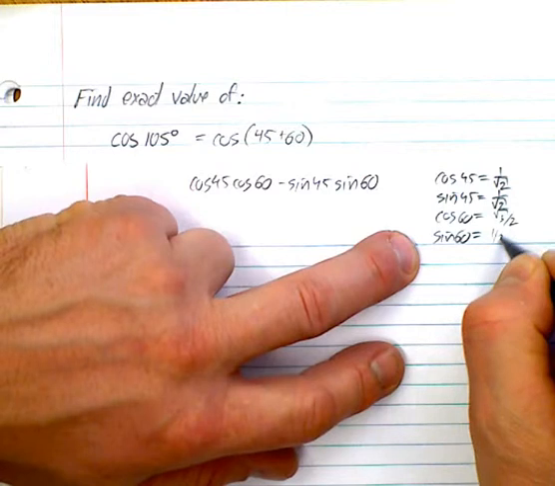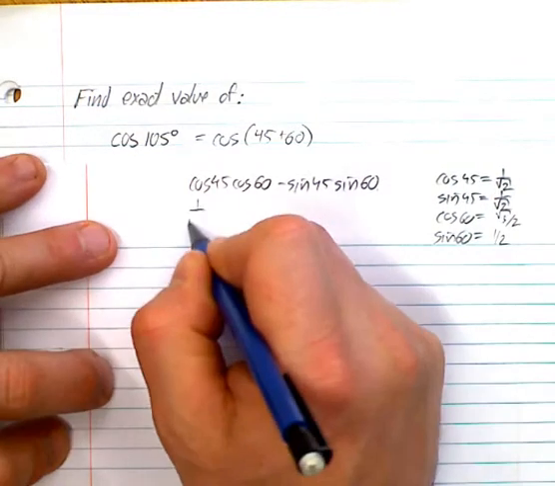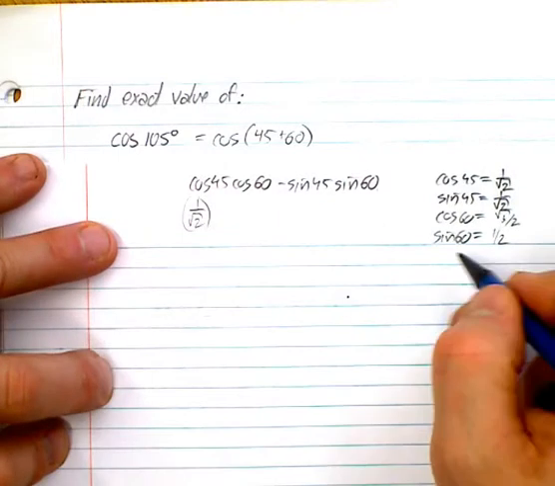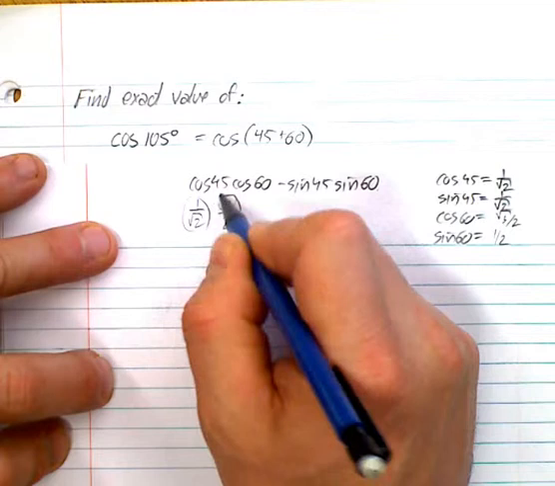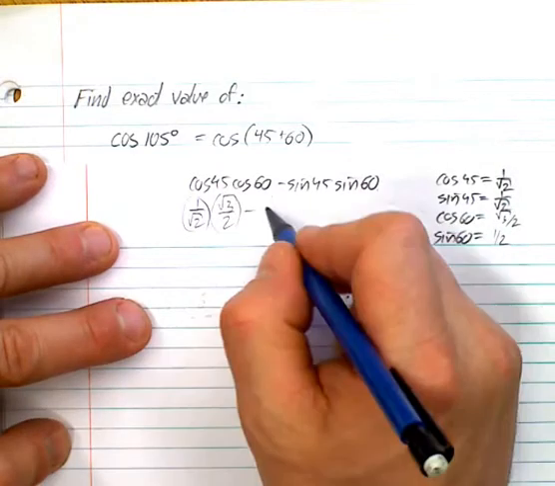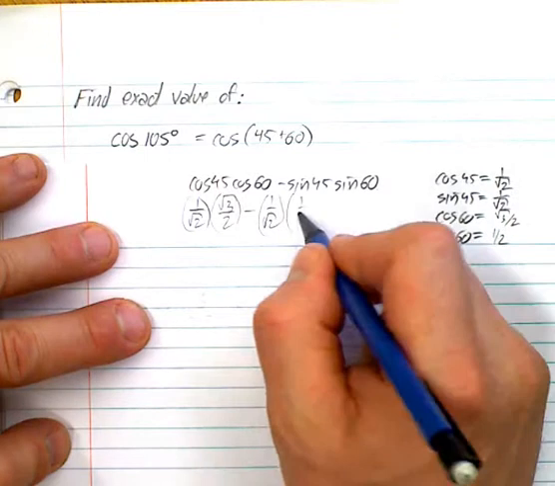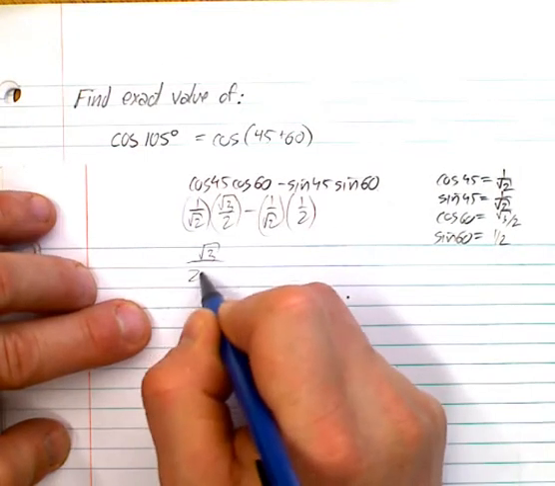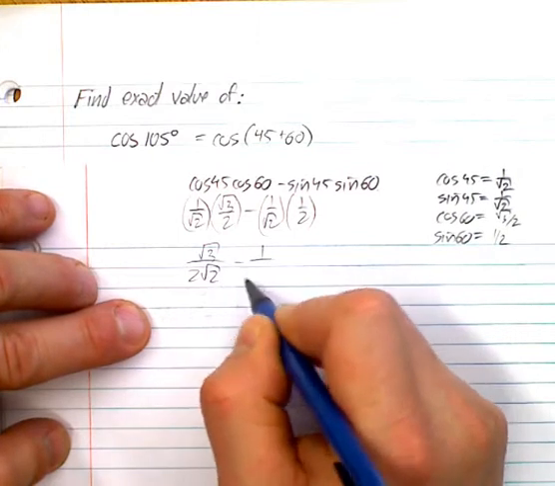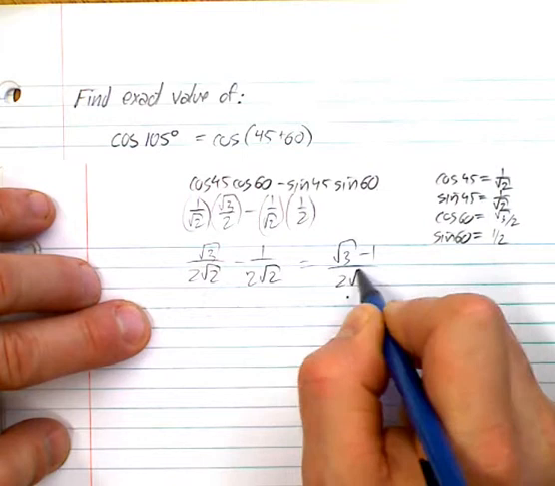1/2, right? So now cos 45 is 1 over root 2. All right, cos 60, sorry, is root 3 over 2. All right, minus sine 45 is 1 over root 2. Sine 60 is 1/2. Okay, so now we just multiply it out. You got root 3 over 2 root 2 minus 1 over 2 root 2, which is equal to root 3 minus 1 over 2 root 2.